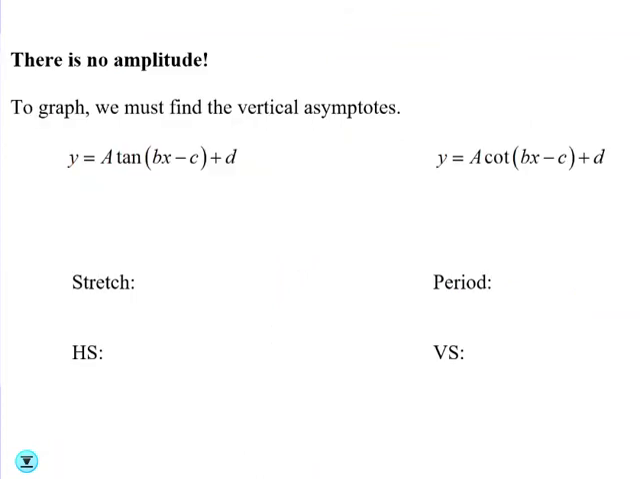Now, for tangent and cotangent, we do not talk about amplitude. Amplitude is just for sine and cosine when we are looking at how tall the sine and cosine curves are. Here, we still have an a value that will stretch the graph, but we're not going to call it the amplitude. So our standard form for tangent and cotangent looks the same as it did for sine and cosine.